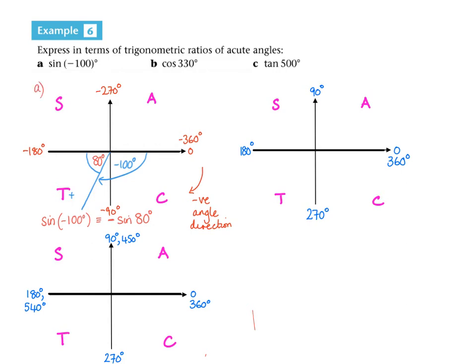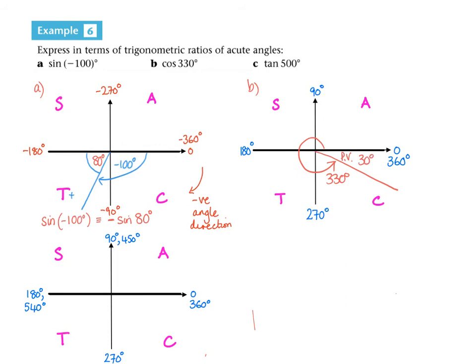So that's A. Part B, we're looking at the cos. Now the cos of 330. 330 is just before 360, so it's about there. So we've gone in the positive direction round, and that's 330 degrees. Now to get our principal value, our principal value is this one here, it's actually 30 degrees.